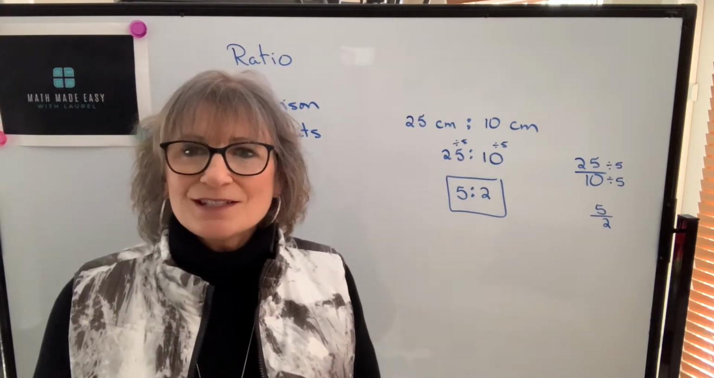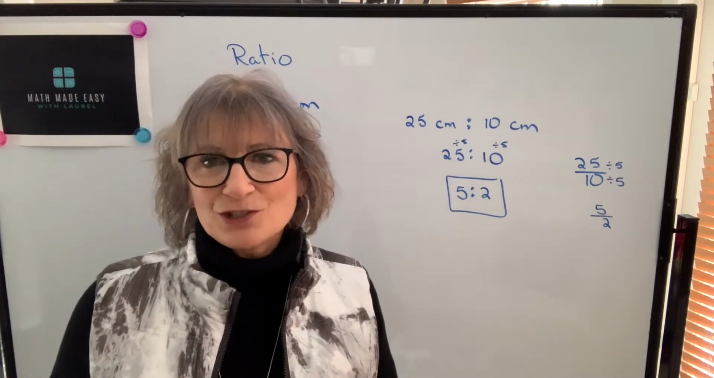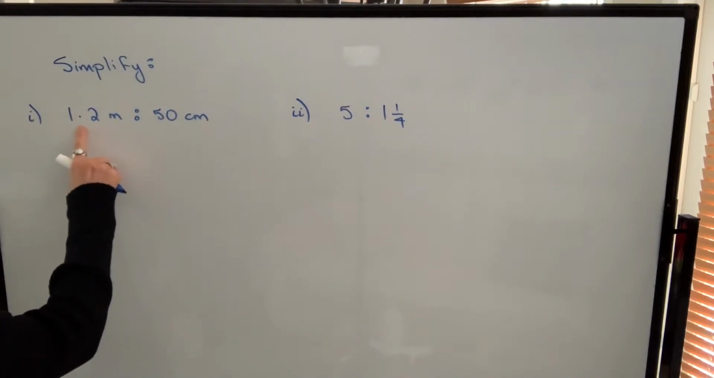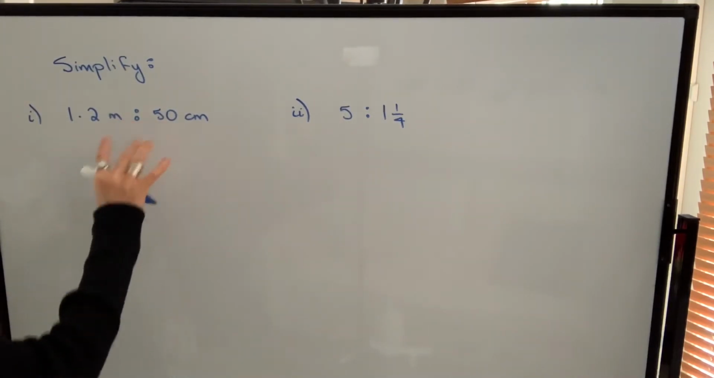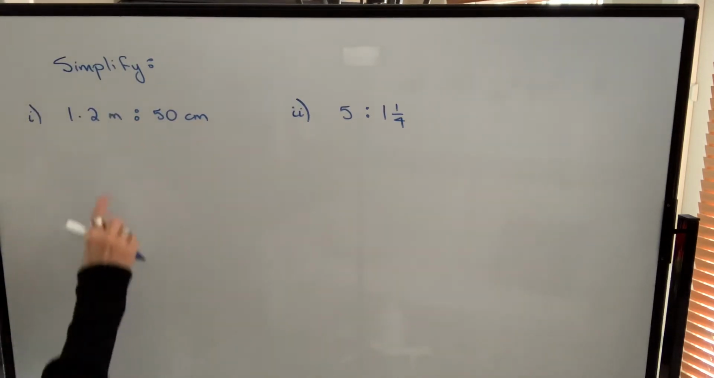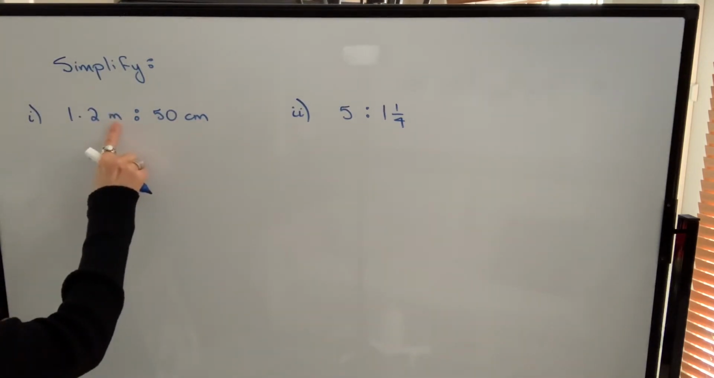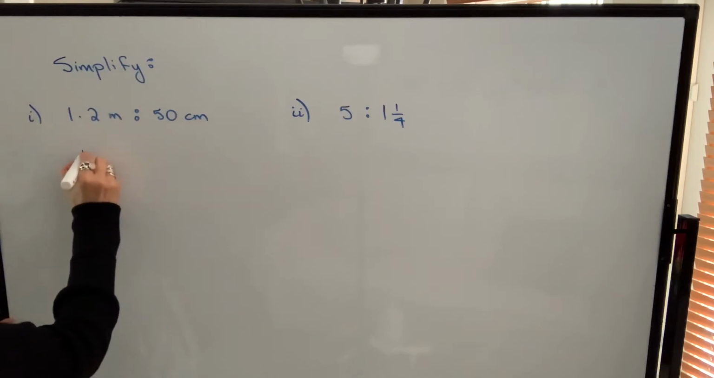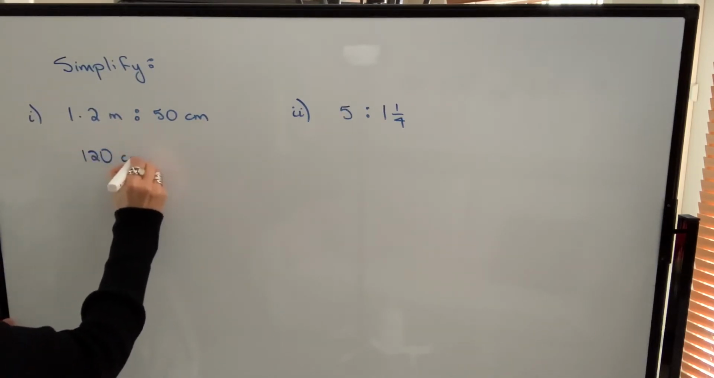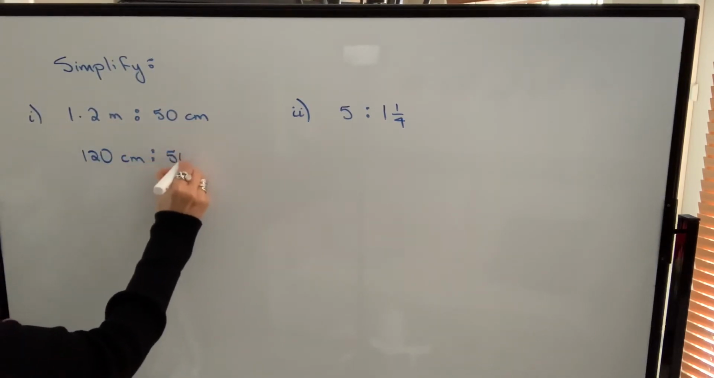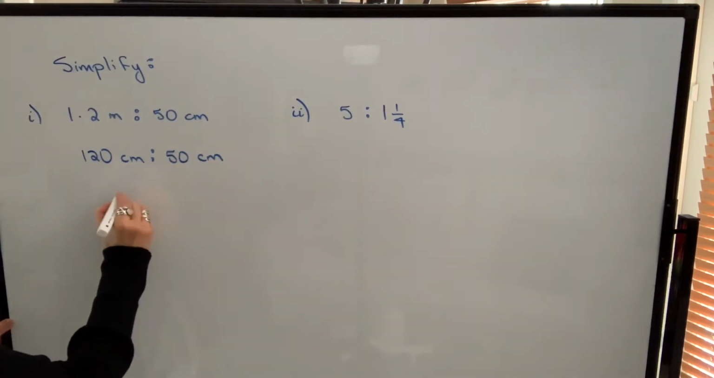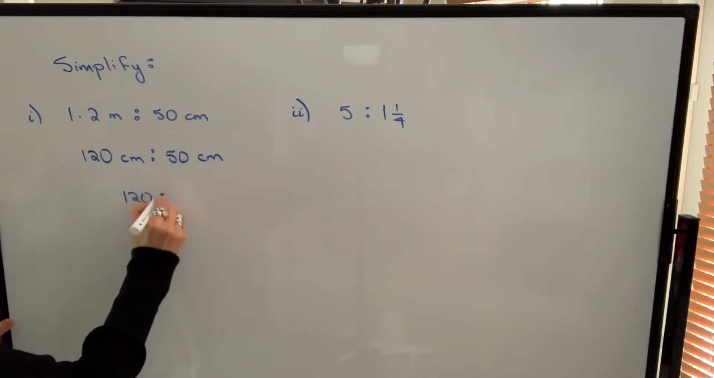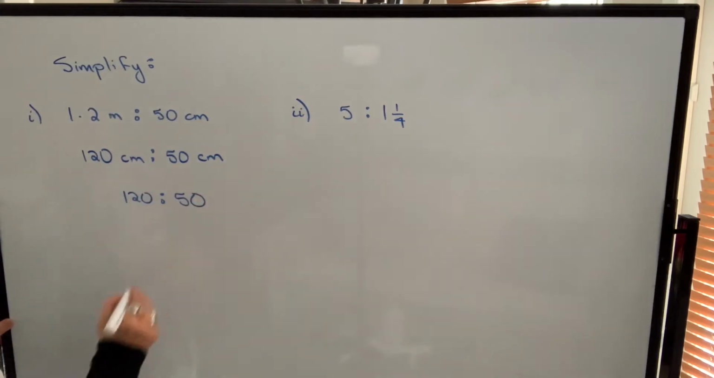So let's take a look at some examples of simplifying ratios. If we had 1.2 meters to 50 centimeters, these are not in the same unit. I can't compare them until they are. So I'm going to change 1.2 meters to centimeters. And that will be 120 centimeters to 50 centimeters. Once I have the same unit, I drop the unit and I'll have 120 to 50.